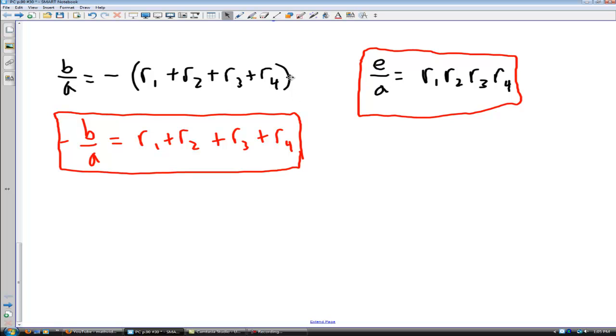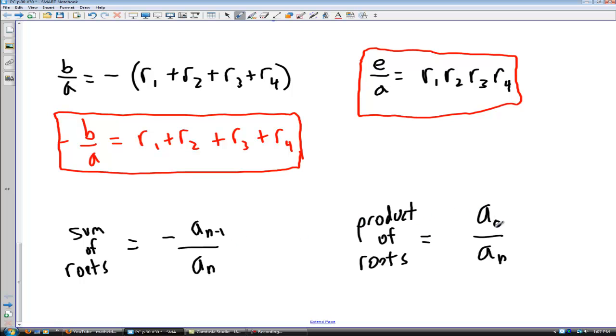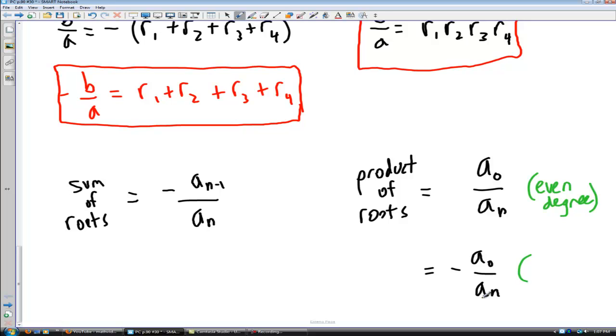And comparing to the formula from our textbook, let's remember that the sum of the roots for any polynomial is the opposite of the coefficient of the second term in descending order over the leading coefficient. The product of the roots is the constant over the leading coefficient for any polynomial of an even degree, and the opposite of the constant over the leading coefficient for any polynomial of an odd degree.